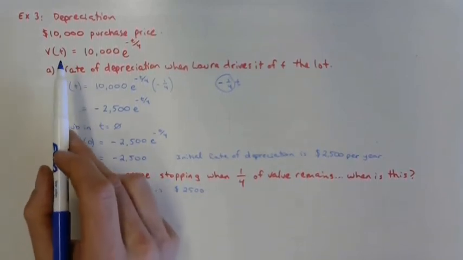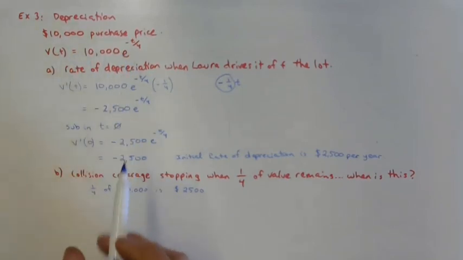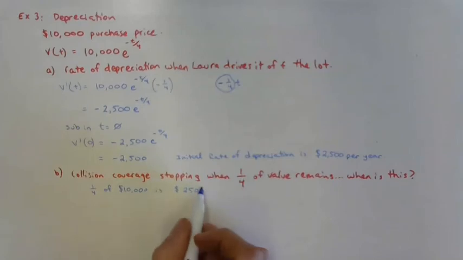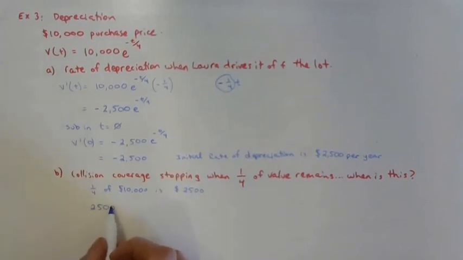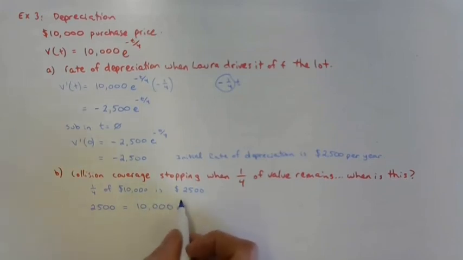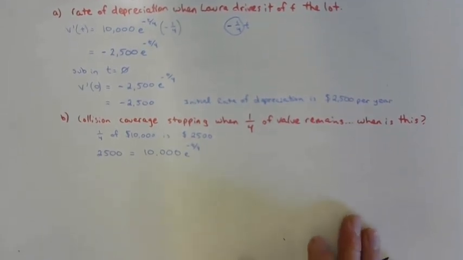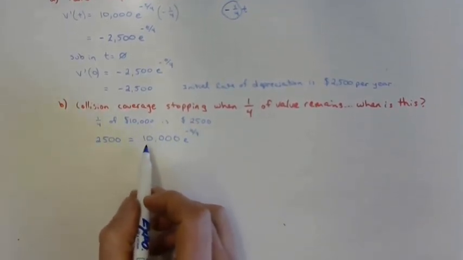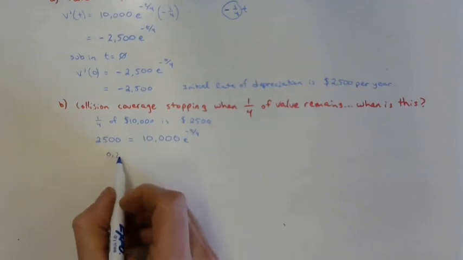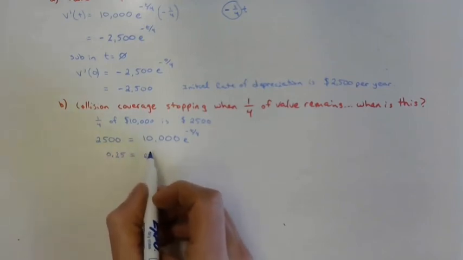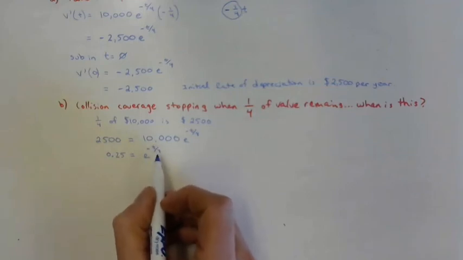So we actually need to go back into our original equation, the value of the motorcycle, and we know V of t that we're looking for is $2,500. So we have 2,500 equals 10,000 times e to the power of negative t over 4. And from here, we're going to use our algebra skills and our skills with logarithms in order to determine the exact value of t. So first step is divide both sides by 10,000. That'll give us 0.25 on the left, and on the right we'll have e to the power of negative t over 4.